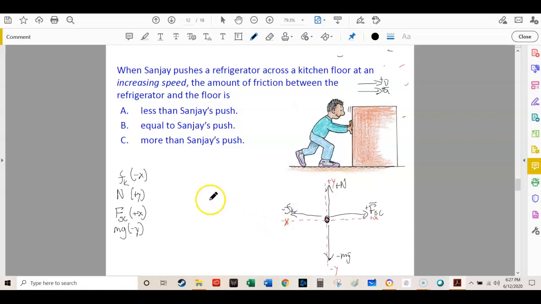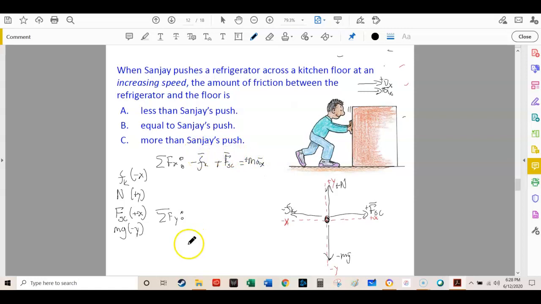Okay? Well, now, since we have forces in all directions, we're going to have to sum up the forces both in the x and y directions. In the x direction, I have a negative friction force, and I have a positive Sanjay force working on the crate, and that's equal to mass times acceleration in the x direction, and that is in the positive direction.